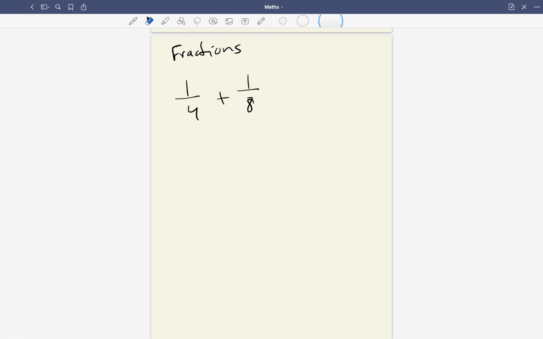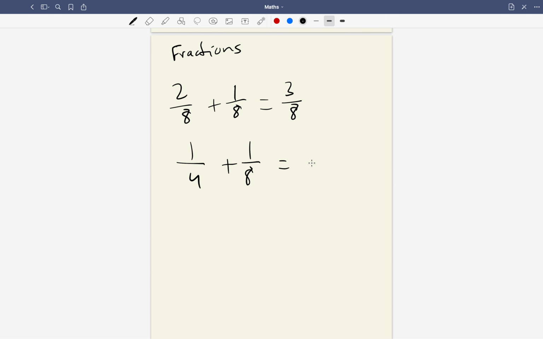So we can take the quarter, times it by 2. However, what you do to the bottom, you must also do to the top. So we're doing 1 times 2 as well. So we end up with 2 over 8, and that's equivalent to a quarter. So now knowing that, we can then rewrite it as 2 over 8 plus 1 over 8, which is 3 over 8. Therefore, 1/4 add 1/8 equals 3/8.